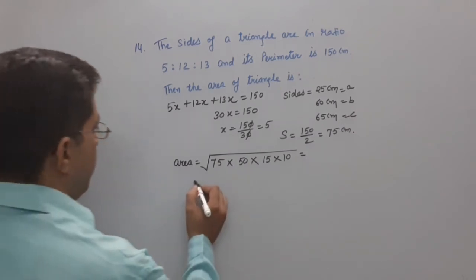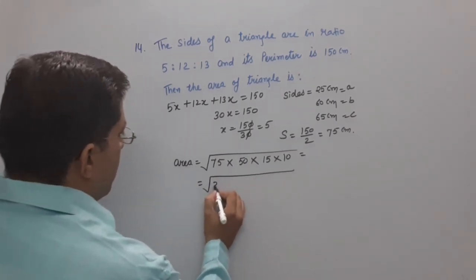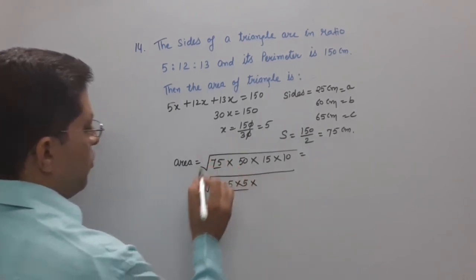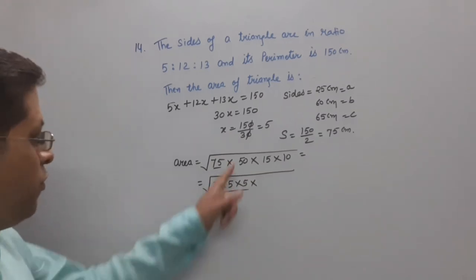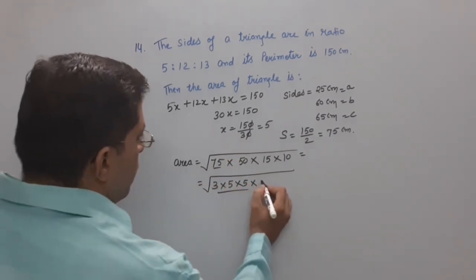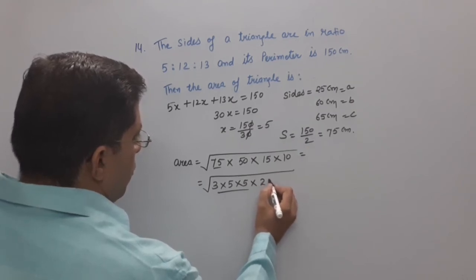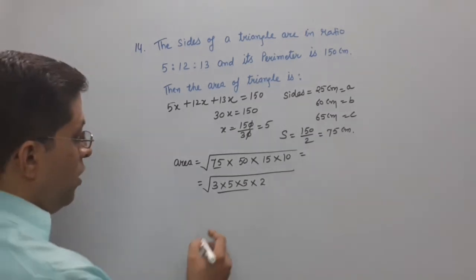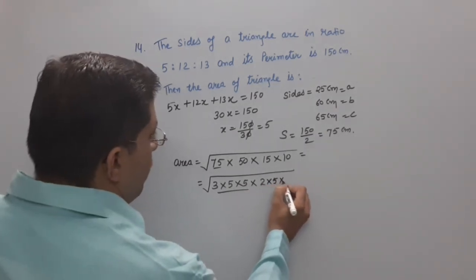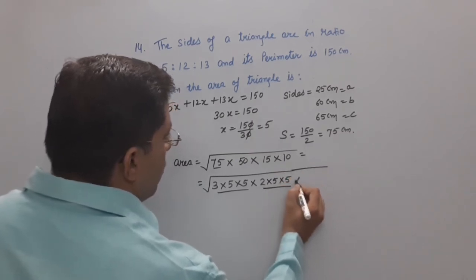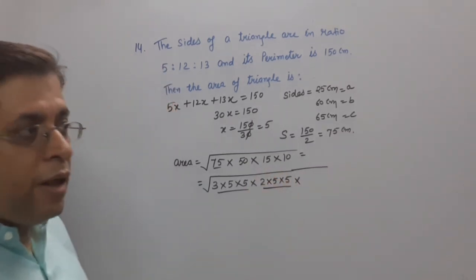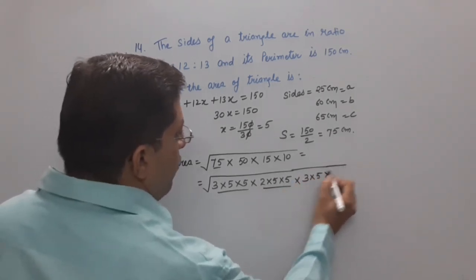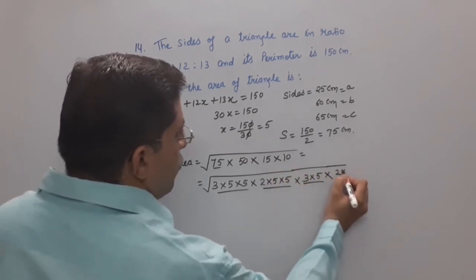Now you see, 3 5s are 15, 15 5s are 75. This is for 75. Now for 50, 2 5s are 10 and 10 5s are 50. Now the prime factors of 15 are 3 into 5. Prime factors of 10 are 2 into 5.